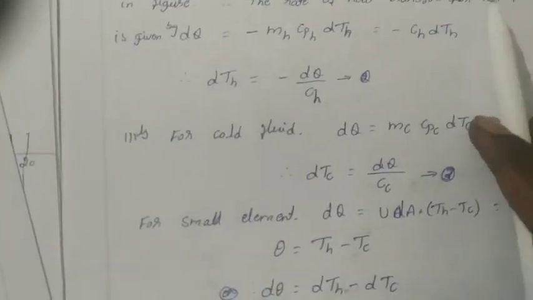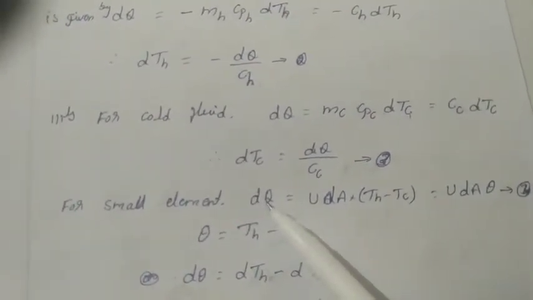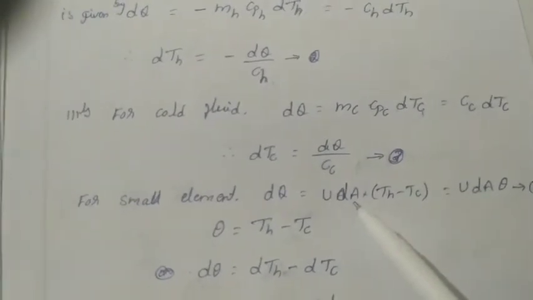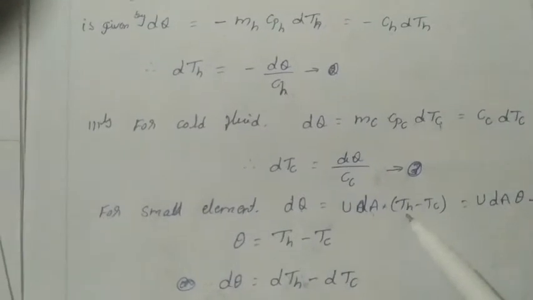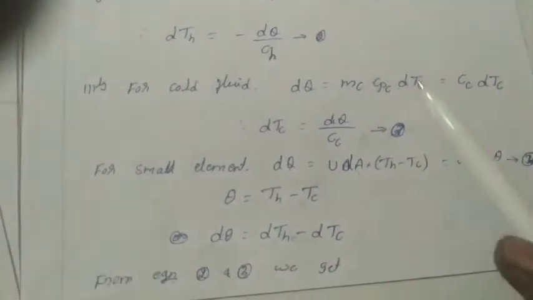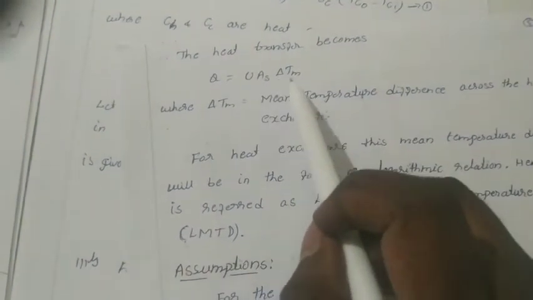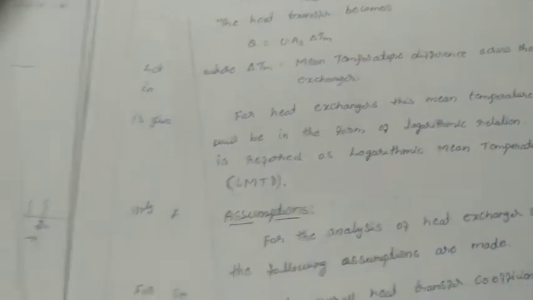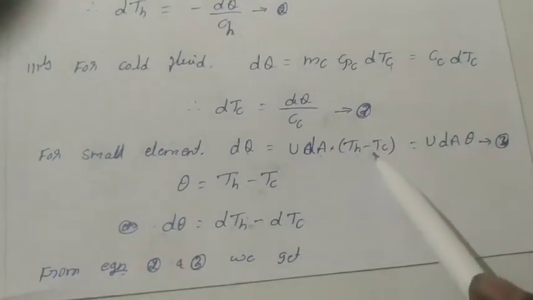For the small elemental area, we can write dq is equal to U into dA, because the small elemental area has area dA, into delta T. The rate of heat transfer equation is U A into delta T, so here also I'll write U into dA into Th minus Tc.